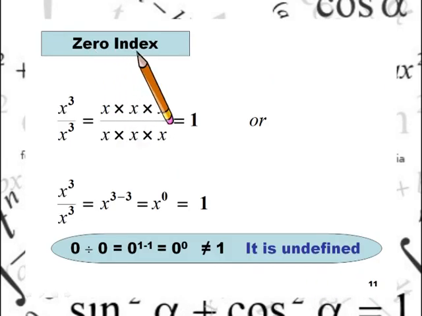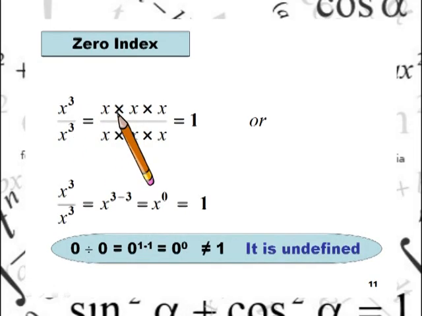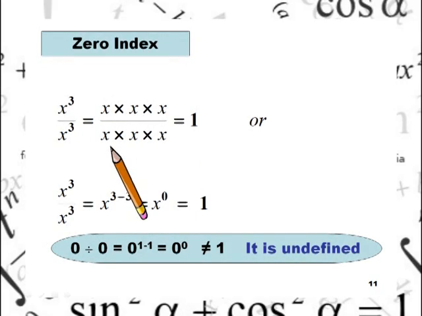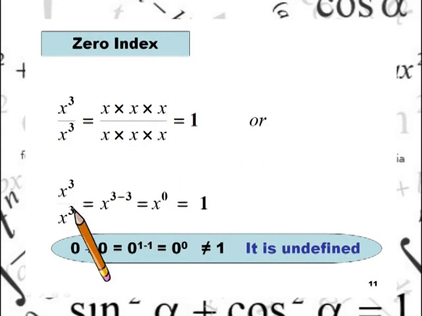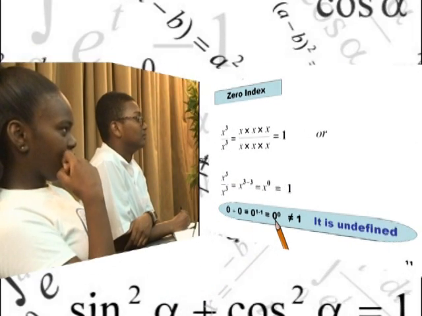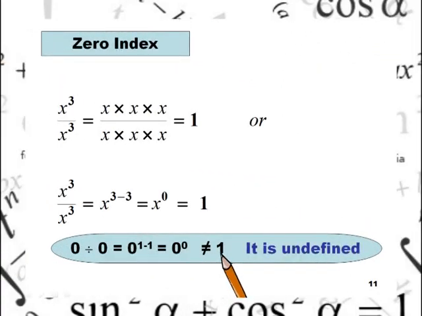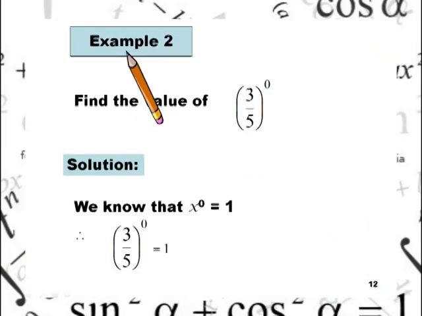Zero index: x to the 3 upon x to the 3 equals x by x by x divided by x by x by x, and that's equal to 1. Or x to the 3 divided by x to the 3 is equal to x to the 3 take 3, which is equal to x to the 0 equals 1. 0 divided by 0 is equal to 0 to the 1 take 1 equals 0 to the 0 power. That is not equal to 1. It is undefined.